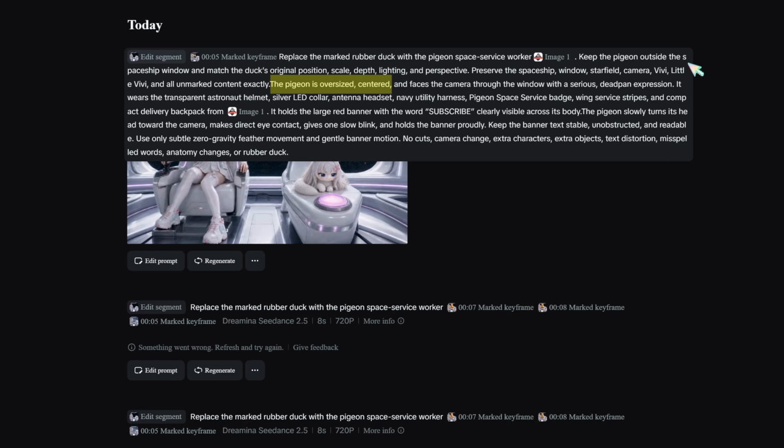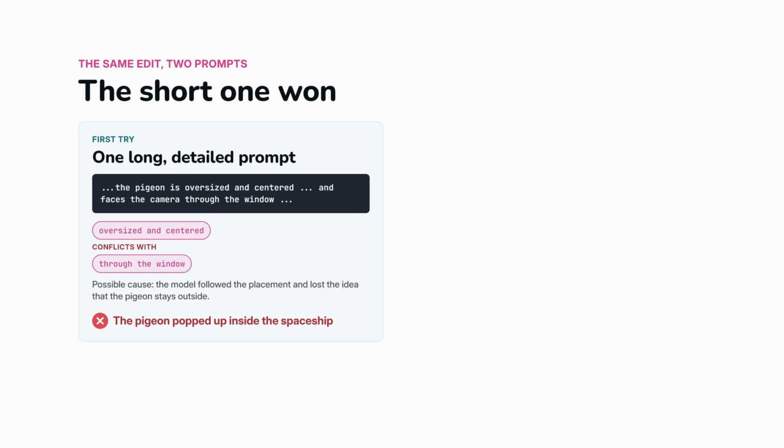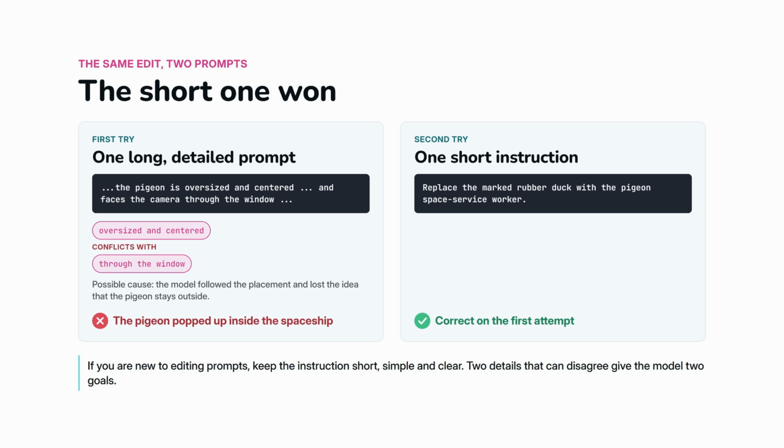Replace the marked rubber duck with the pigeon space service worker. As you can see, this time the result came out correctly. My suggestion is that if you do not have much experience writing video editing prompts, keep your instructions as short, simple, and clear as possible. Avoid adding details that could conflict with each other. A simple instruction gives the model a clearer editing goal and can improve your success rate.